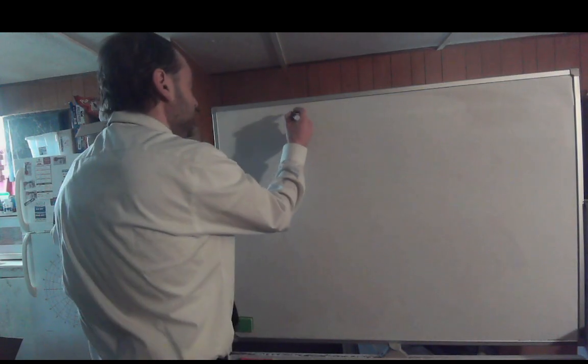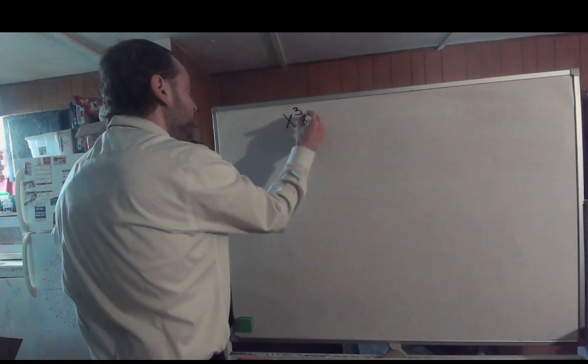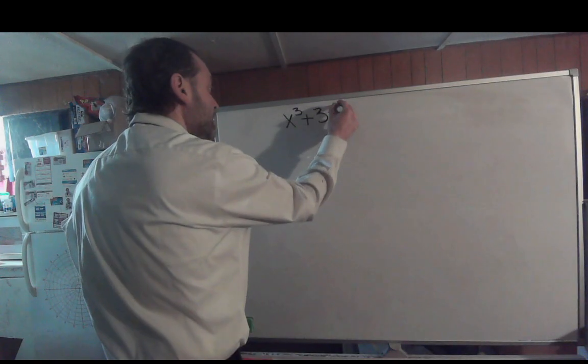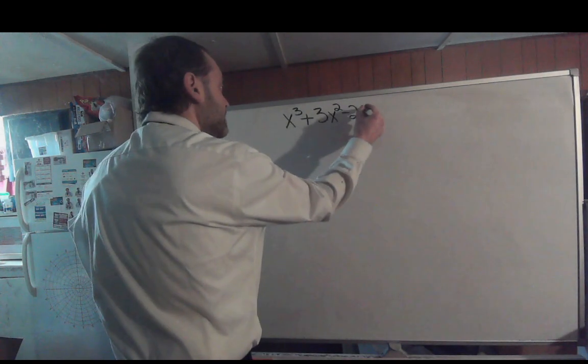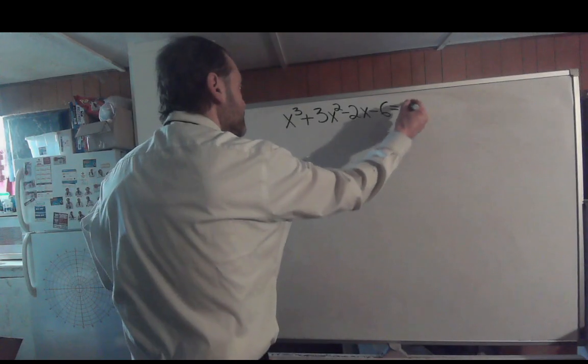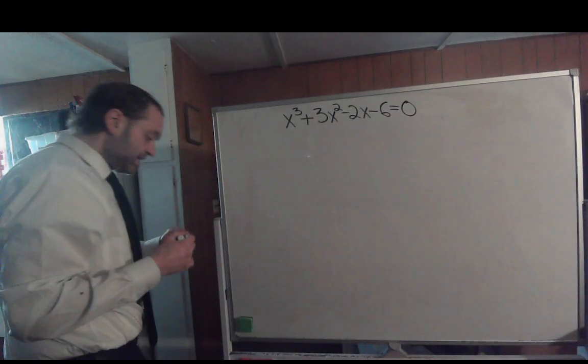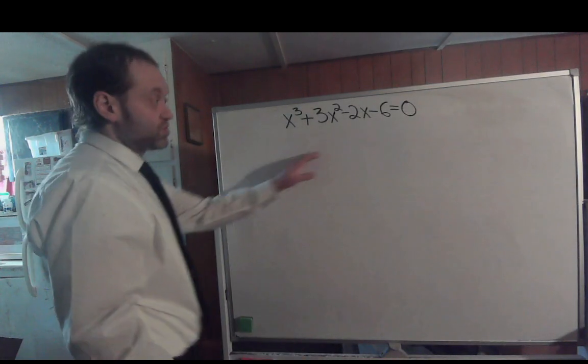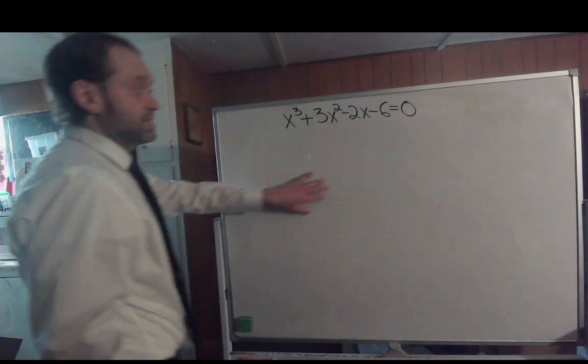All right, let's see. X to the 3rd plus 3x squared minus 2x minus 6 equals 0. So we got x to the 3rd plus 3x squared minus 2x minus 6 equals 0.